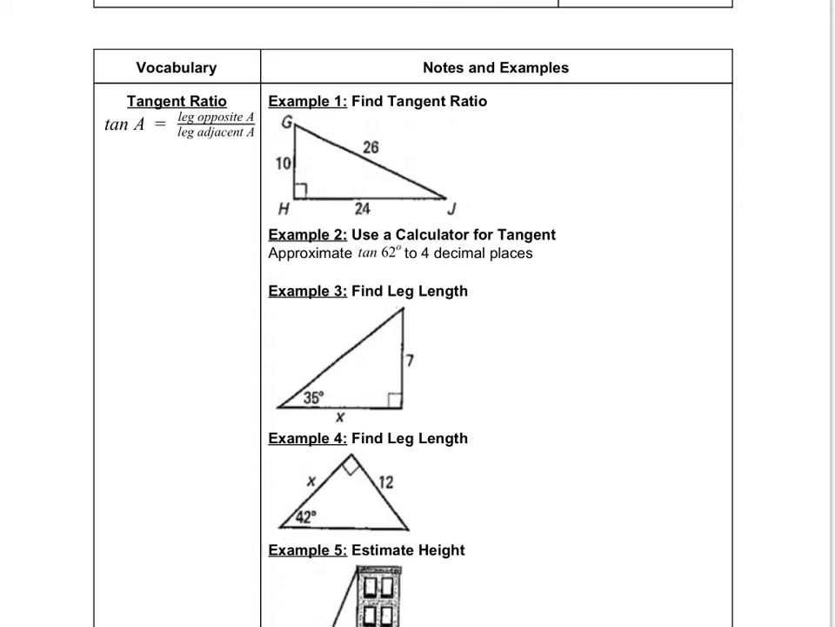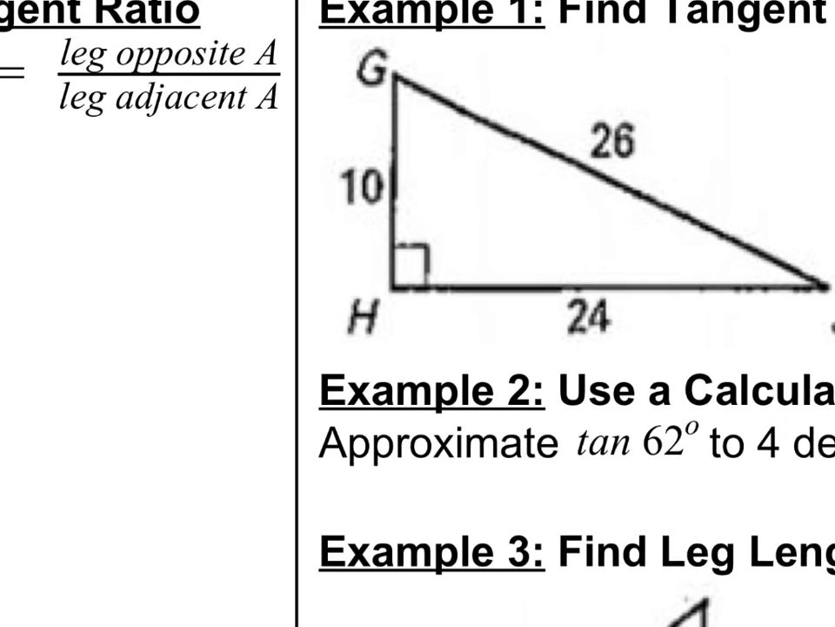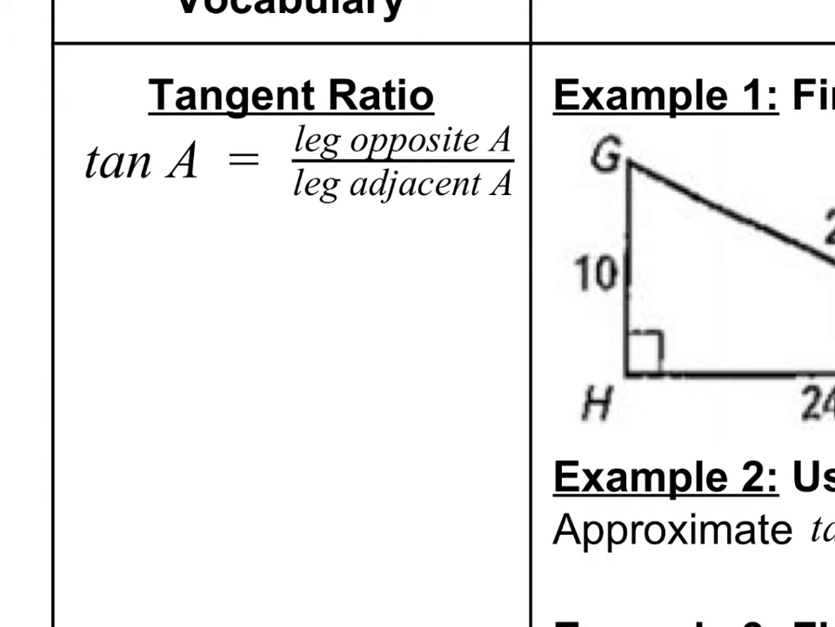And I'm here to talk to you today about Section 10.4. It's a tangent ratio. As you can see right here, Mr. Houston's got this tangent of A is leg opposite A over leg adjacent A. So let me break this down into Mr. Brooks terms for you here. Basically, the tangent, this A is an angle that you're standing in.